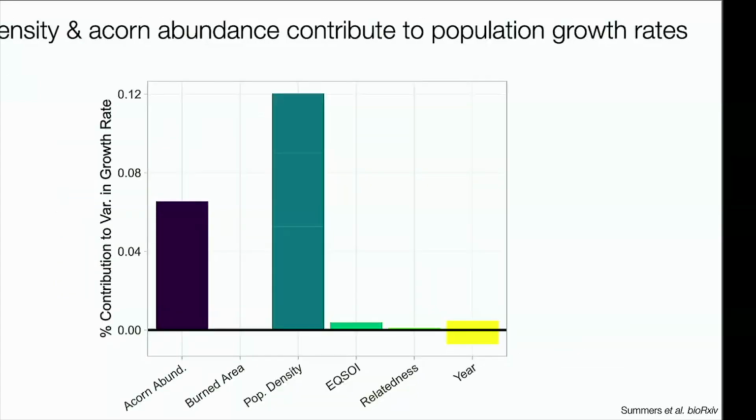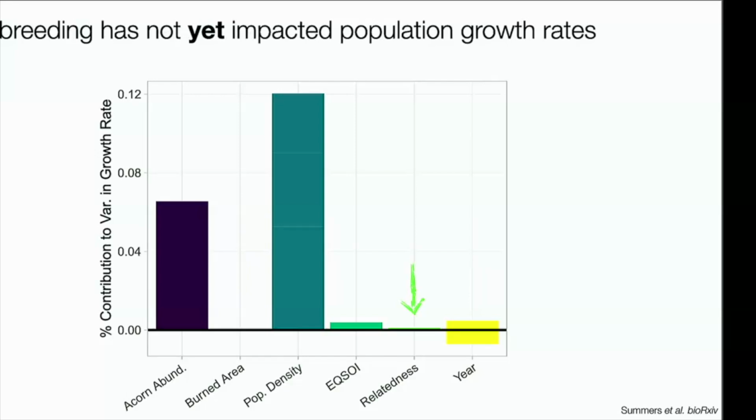So it turns out density dependence is really important. Variation in population density explains about 12% of the variation we see in population growth rates over time. And acorn abundance is fairly important. Relatedness or inbreeding is this tiny green bar. So we do find a significant effect of inbreeding on fecundity and survival, but overall it does not really impact population growth rates yet.